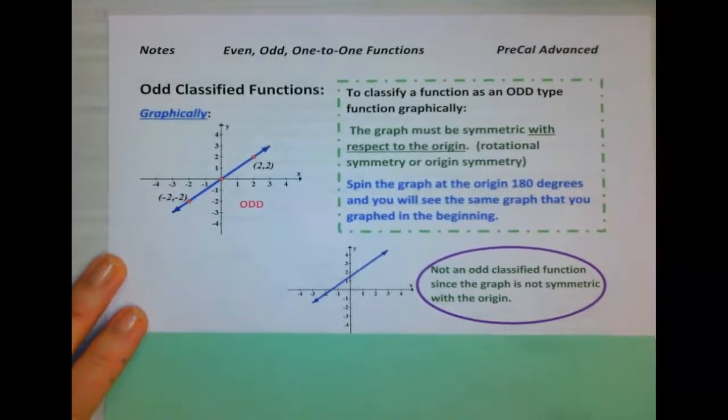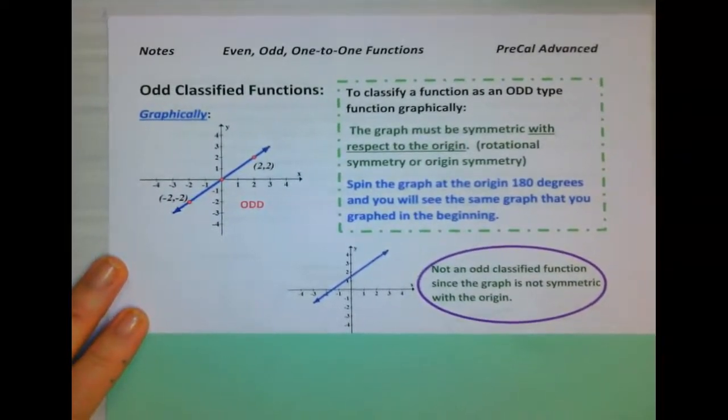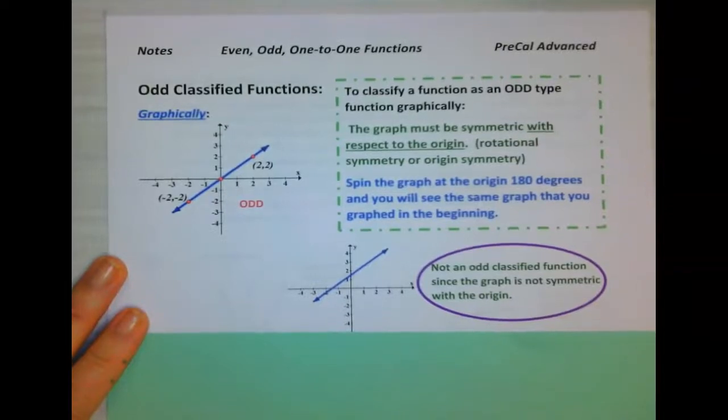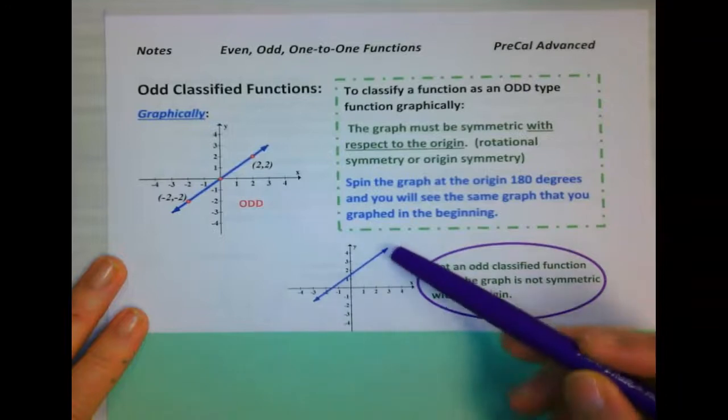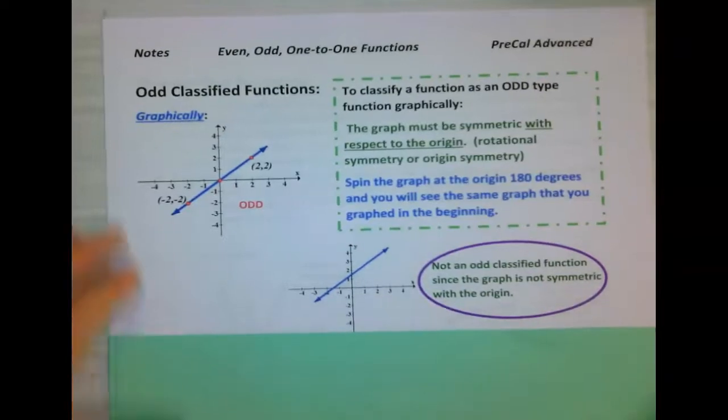Again, do not confuse the classification of even and odd with the type of symmetry it has. You have to look at the symmetry and then you can determine how you can classify it, if you can classify it at all. Like this one, even though it still has a power of 1, which can be odd, it's not going to have odd classified symmetry.